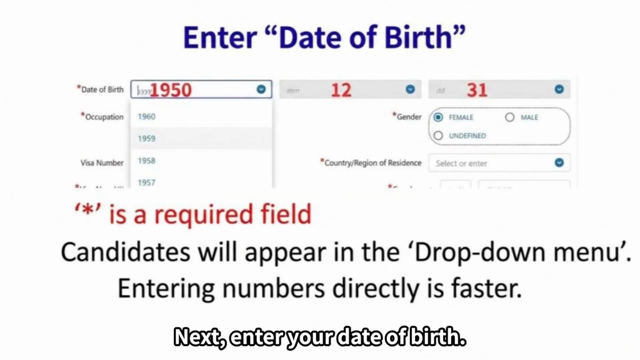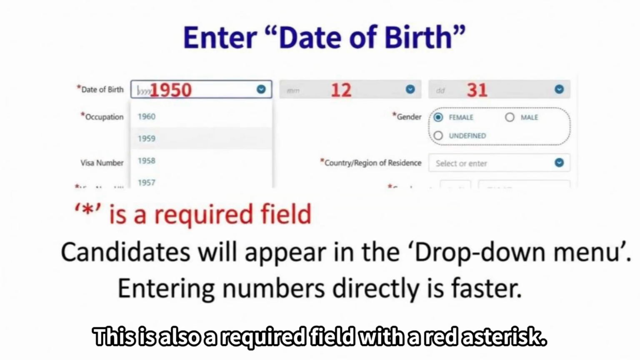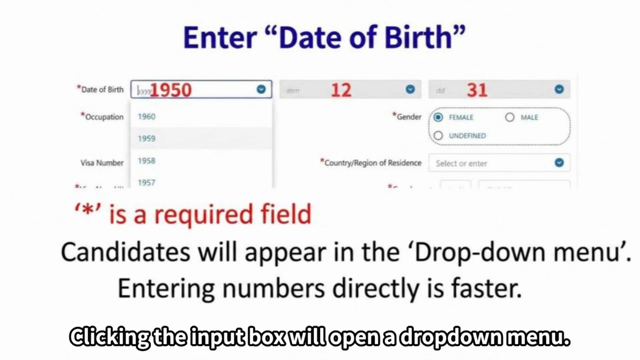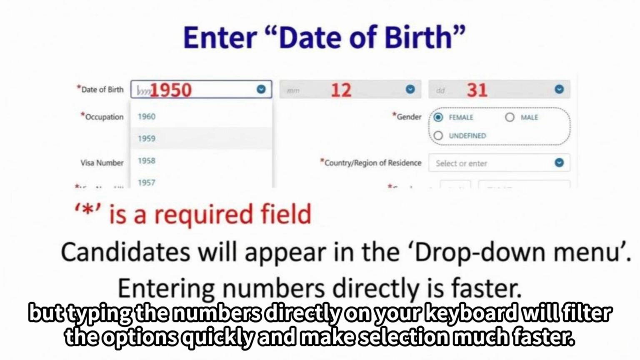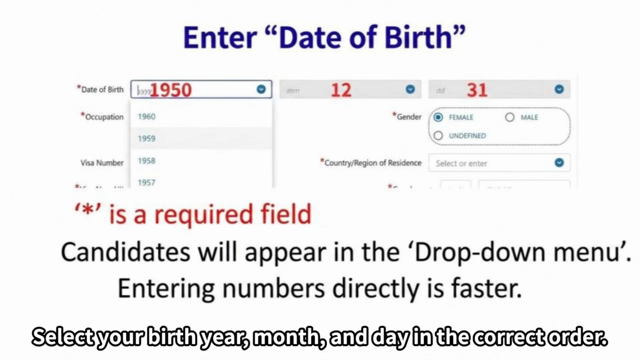Next, enter your date of birth. This is also a required field with a red asterisk. Clicking the input box will open a drop-down menu. You can scroll through the list, but typing the numbers directly on your keyboard will filter the options quickly and make selection much faster. Select your birth year, month, and day in the correct order.